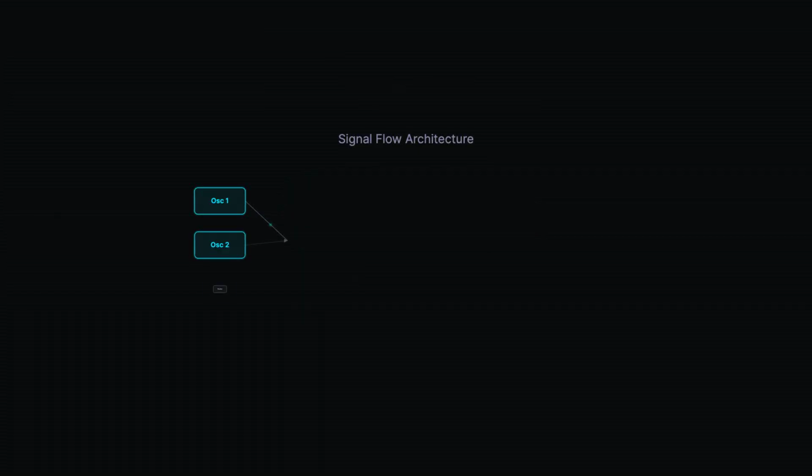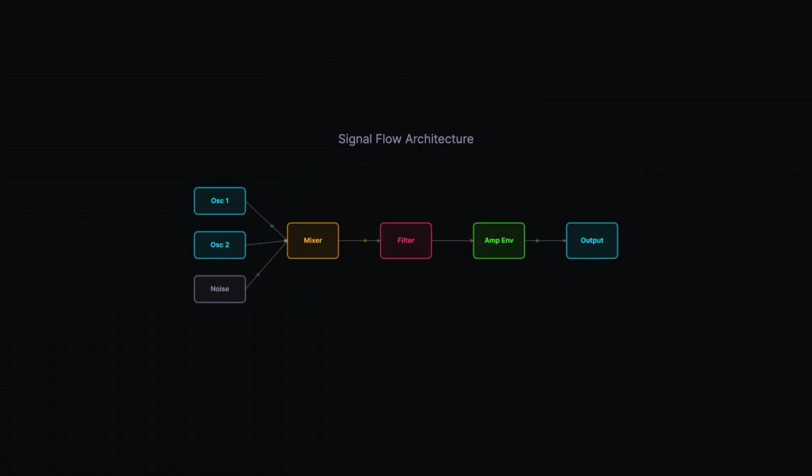Here's the signal flow we're building. Oscillators feed into a mixer, through a filter, shaped by an amplitude envelope, and out to the speakers. Every block in this chain will be coded from scratch. In this episode, we lay the foundation, from project setup all the way to a working 8-voice synth plugin. 7 building blocks, one at a time.